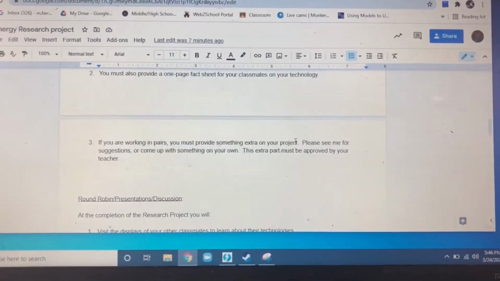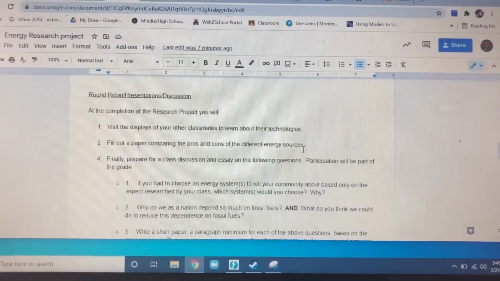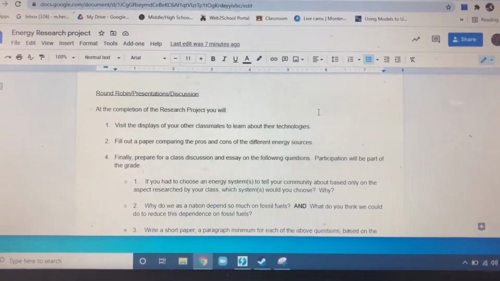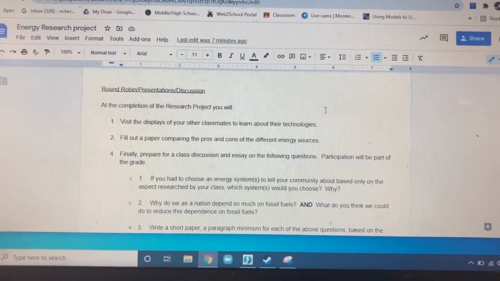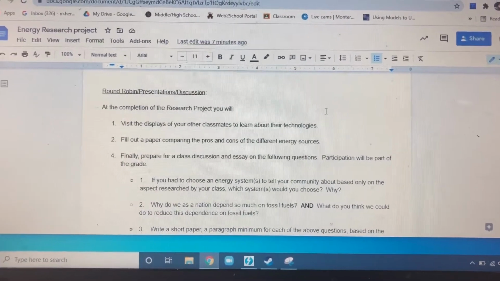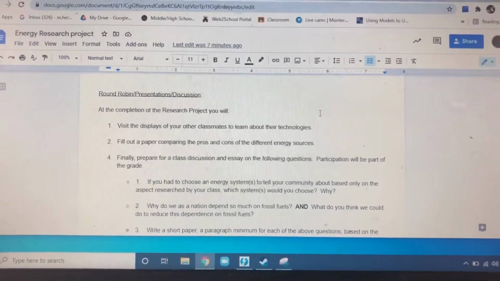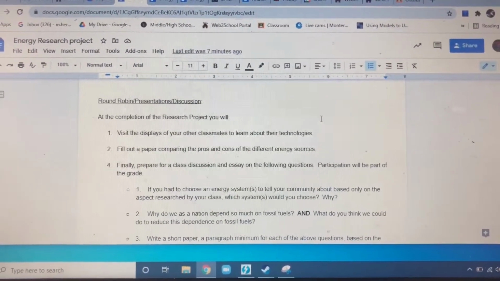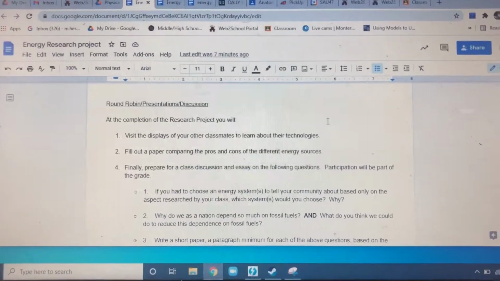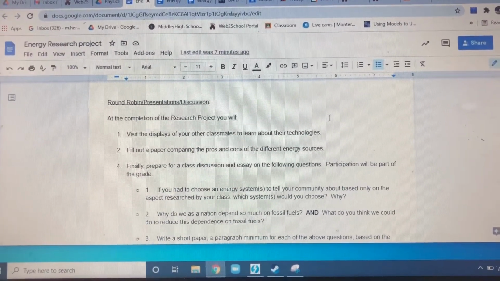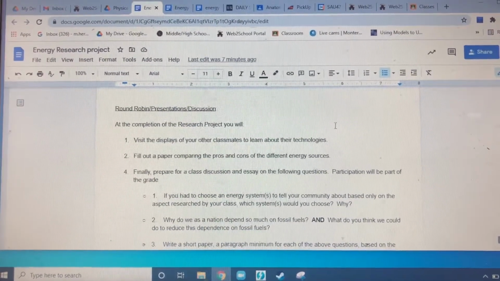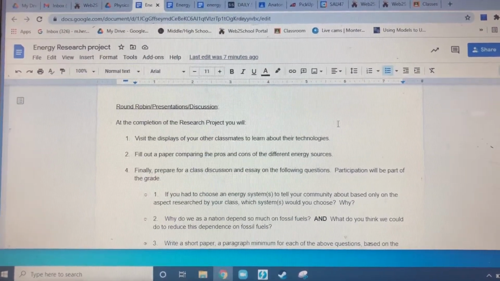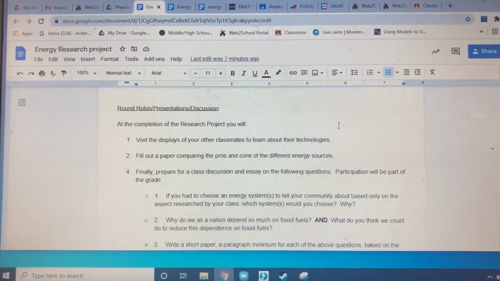Then we're going to have a round robin sort of presentation. And what I mean is, you don't have to stand in front of the classroom on this. You're going to be at your seats, and it's going to be more of a conversation, one-on-one with your classmates as people come around and we learn about what is going on. And you're going to be filling out a paper comparing the pros and cons of your different energy sources.